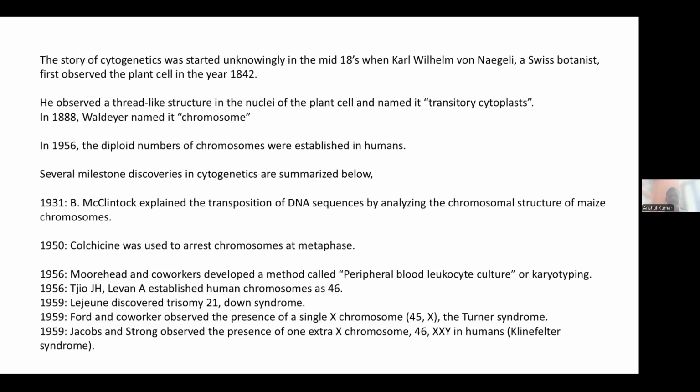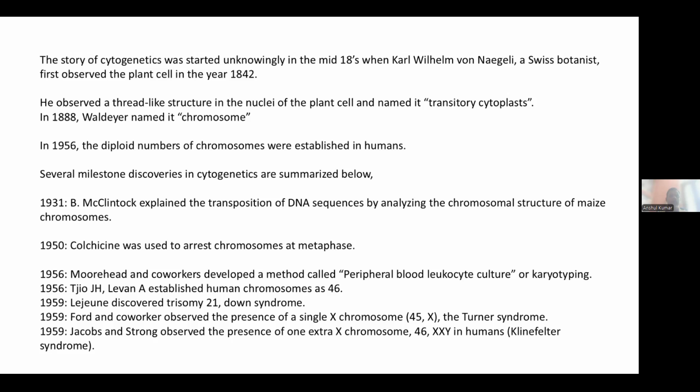Chromosomal karyotyping is a branch of science which comes under cytogenetics. It was first discovered in the mid 19th century when Carl Wilhelm von Nageli, a Swiss botanist, first observed the plant cell in the year 1842. He observed thread-like structures in the nuclei of plant cells and named them transitory cytoblasts. In 1888, Waldeyer named them chromosomes.